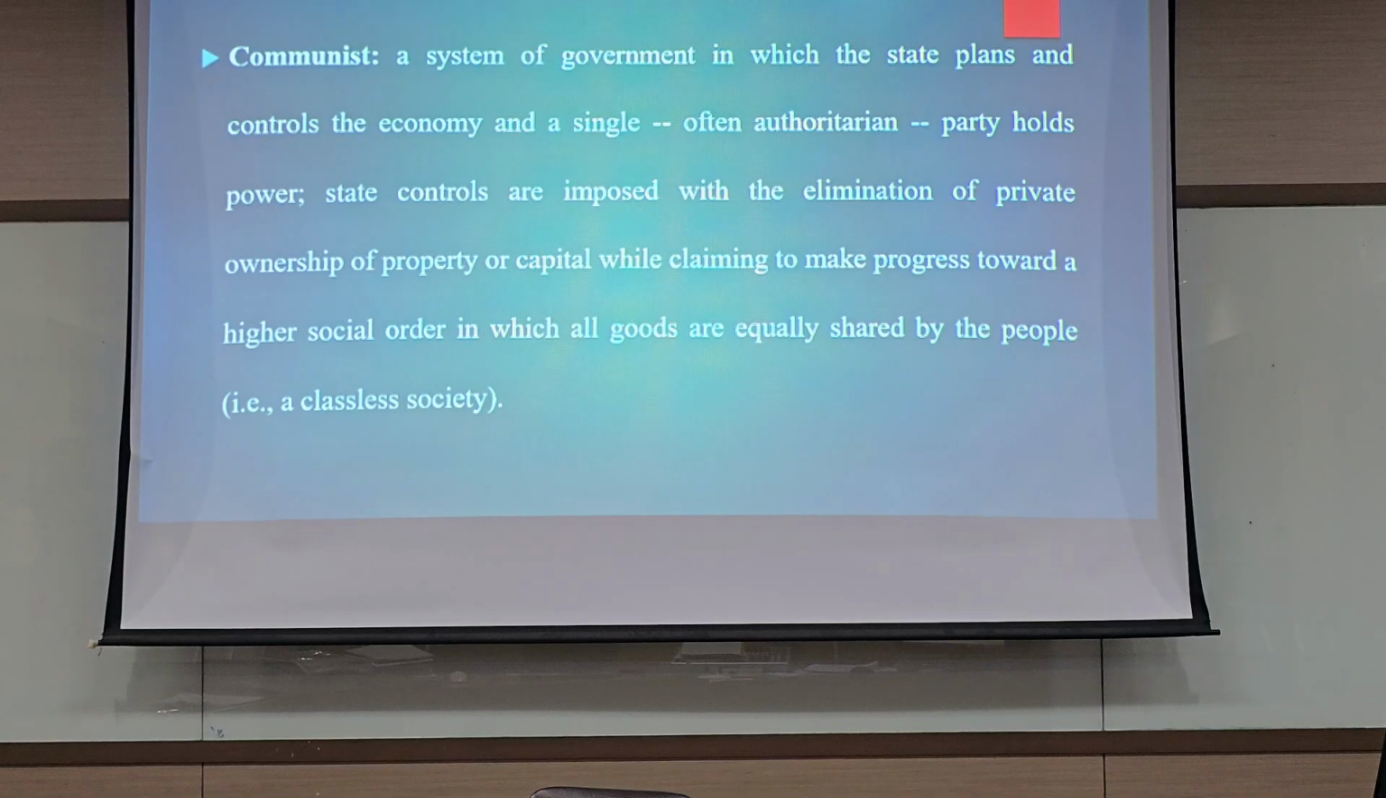Communism is a system of government in which the state plans and controls the economy and a single, often authoritarian, party holds power. State controls are imposed with the elimination of private ownership of property or capital, while claiming to make progress towards a higher social order in which all goods are equally shared by the people. Classless society. Which country practices that? Do you remember? China, for example, Russia. Yeah, they are tending toward that.